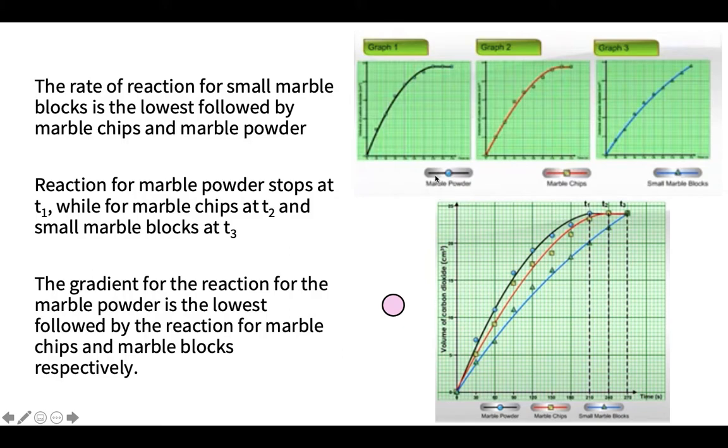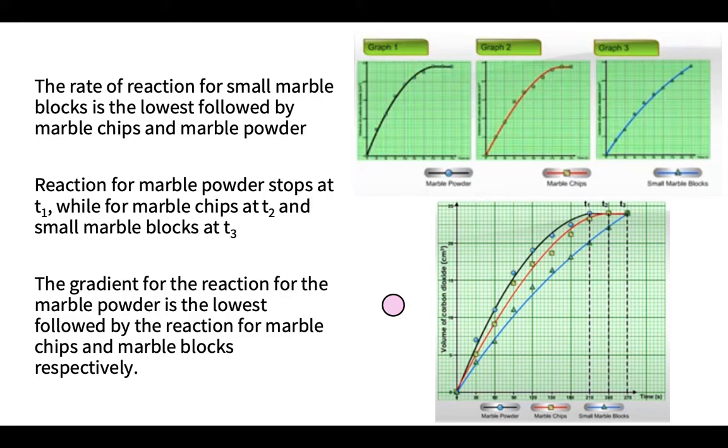How do we know? When we merge all these three graphs into one graph paper, we can see that the starting point is 0, but the steepest graph is this one. So this one represents the marble powder. It has the steepest curve. The medium steep one is the one using marble chips. Then the less steep graph is the one using marble blocks. It is just gentle. Okay, so how do we calculate the rate of reaction?